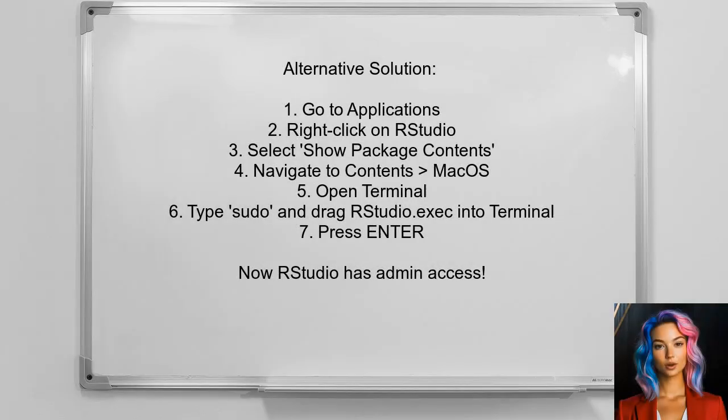An alternative solution to run R with admin privileges on macOS involves using RStudio. First, go to your Applications folder and right-click on RStudio. Then select Show Package Contents. Next, navigate to Contents, then MacOS. Open your terminal in bash mode, type sudo, and drag the RStudio executable into the terminal. Finally, press Enter to run it with admin access.